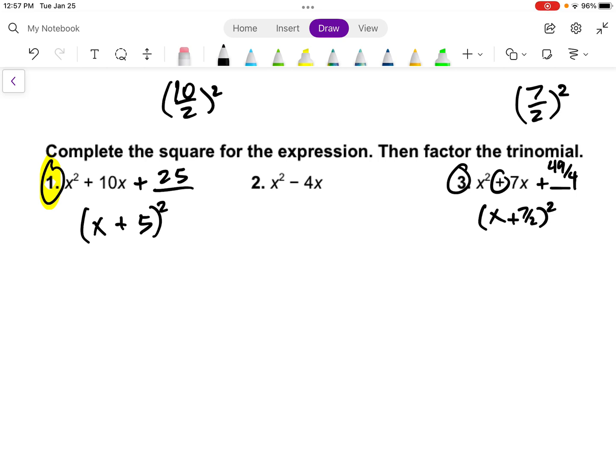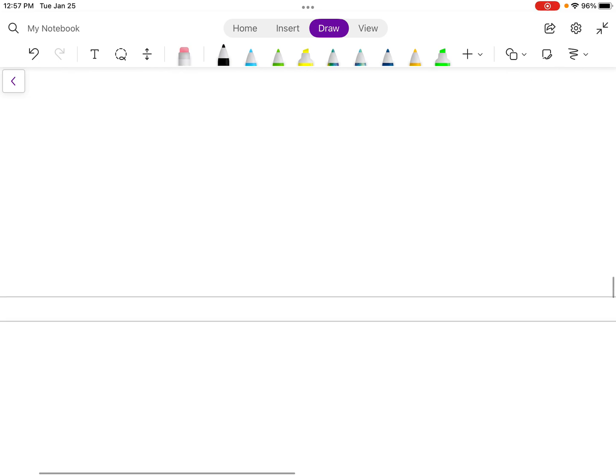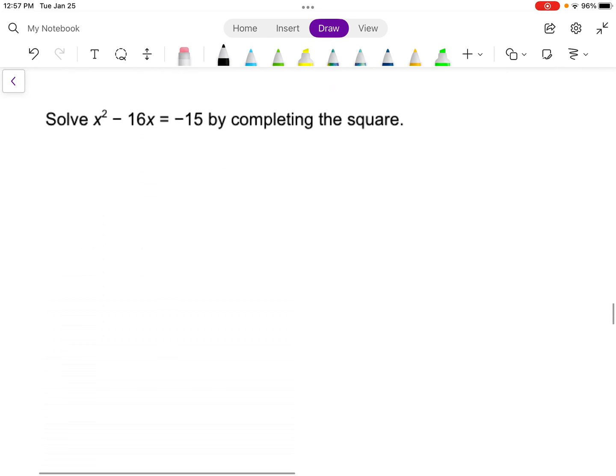All right, if you know how to do that first step, that allows us now to get the equation in the form that's easy for us to solve. So let's actually go through one and solve an equation now. Write down this next example. We've got x squared minus 16x equals negative 15, and we want to solve by completing the square.